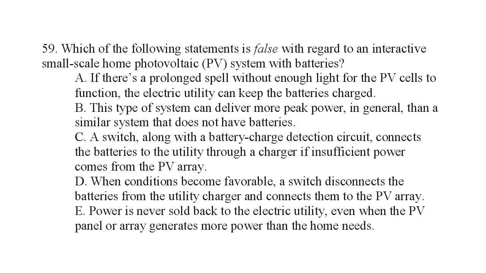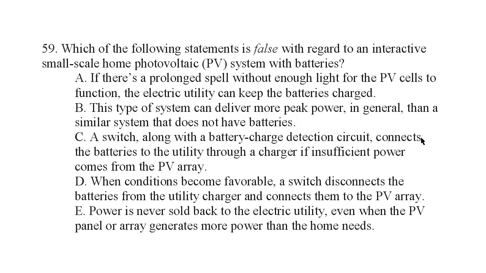Here is an explanation for the answer to final exam question number 59 in Alternative Energy Demystified, 2nd edition. If you have the printed book, please see page 322. We're talking here about an interactive small-scale home photovoltaic system with batteries. Interactive means it interacts with the electric utility. Sometimes a system like this is called a grid intertie system because it interties with the utility grid.